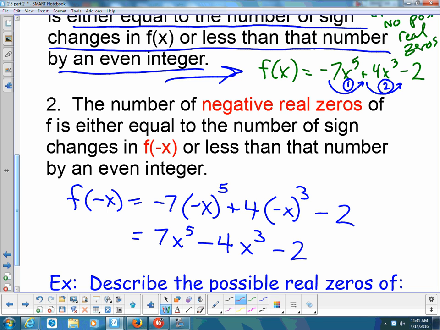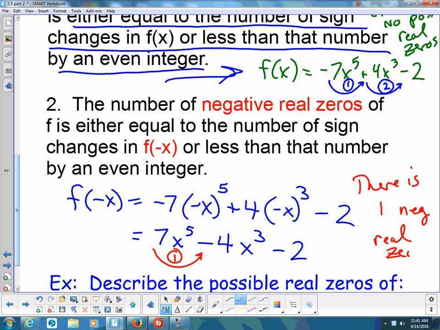So how many sign changes were there here? It started out positive, and it went negative, so that's one sign change. Did it change again? No, it stayed negative. So there is only one sign change, so what conclusion could we say about this? All right, it's going to have 1 zero on the left side of the y-axis, 1 negative real zero. So there is guaranteed to be 1 negative real zero.